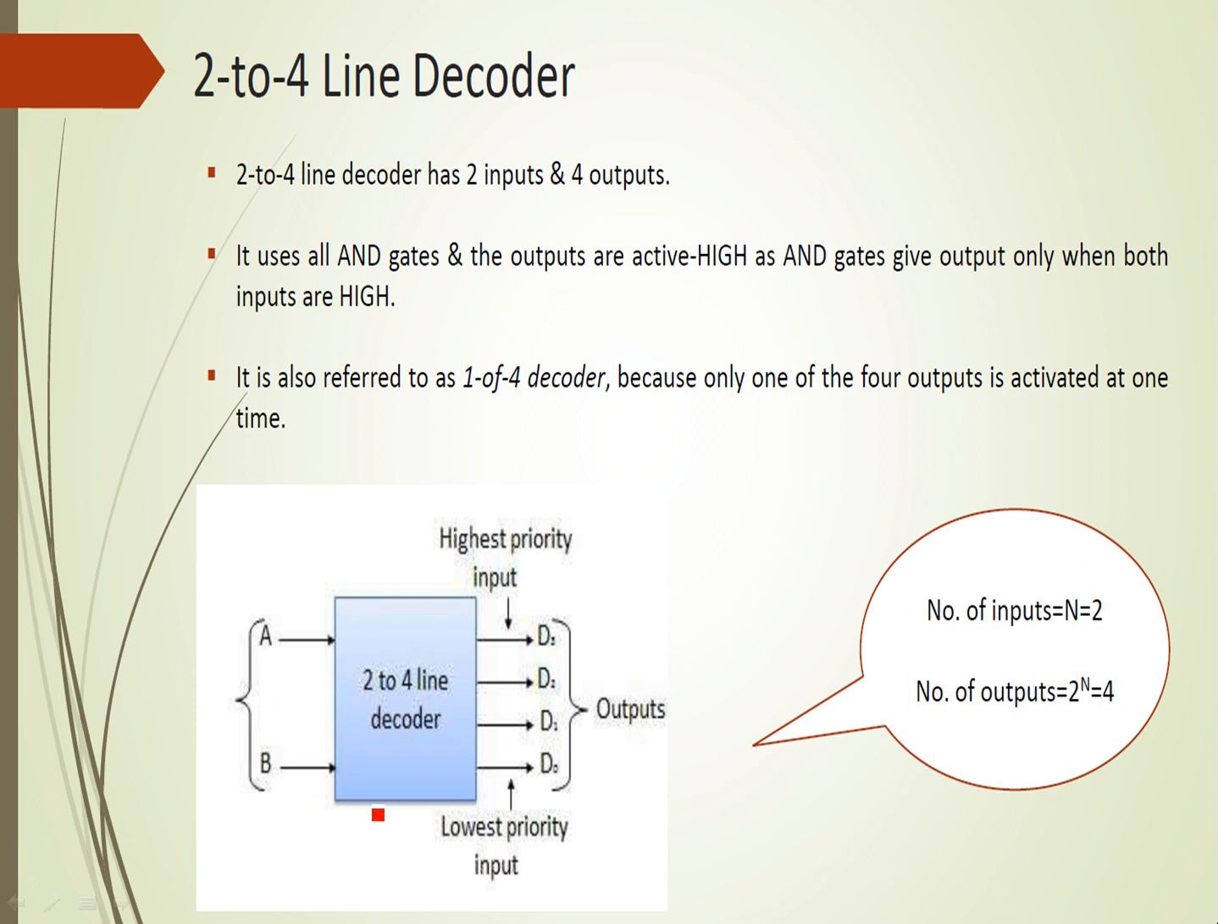And this is the block diagram of 2 to 4 line decoder. Here you can see A and B are the inputs, and D0, D1, D2, D3 are the outputs, and D0 has the lowest priority and D3 has the highest priority.